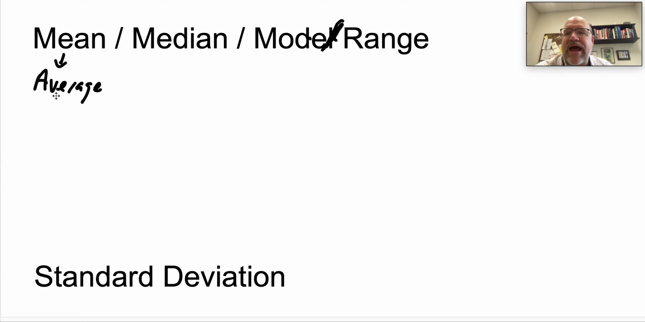So mean is average, and the way we do average is we add, I'll do this underneath it, add all data and divide. By how many?